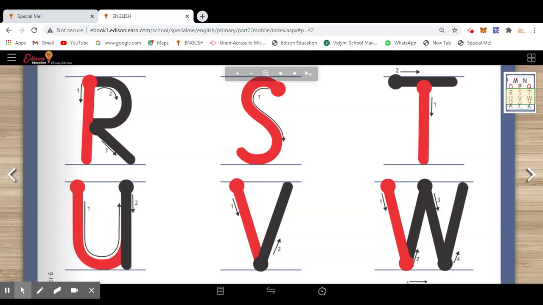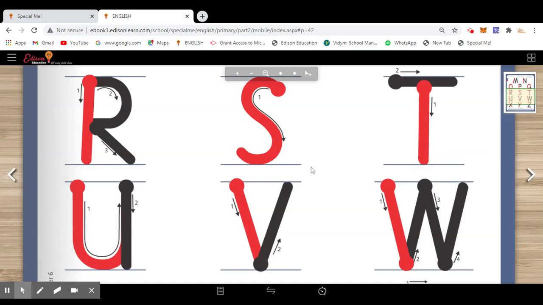So R is a phonic sound of letter R. So now students, you have to trace it. Place your pencil on the dot and first of all make a standing line. And then again place your finger over here. First make a curve and then a slanting line. So this is uppercase letter R, and R is a phonic sound of letter R.